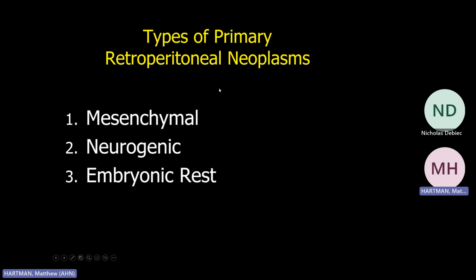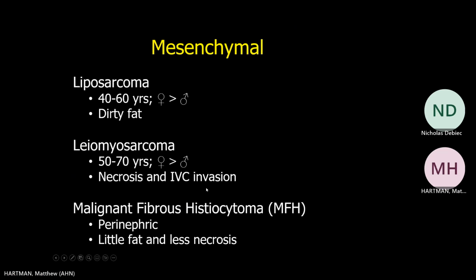So let's talk about retroperitoneal tumors and how we characterize them. Well, we have mesenchymal, neurogenic, and embryonic rest. For mesenchymal, liposarcs will be our most common. Older adults, males greater than females, and they will have dirty fat in them. Leiomyosarcs, much rarer, but you remember the pearl, necrosis and IVC invasion. And then malignant fibrous histiocytoma, loves the perinephric space. Very rare, but if you see a perinephric tumor, be thinking this as well as lymphoma.